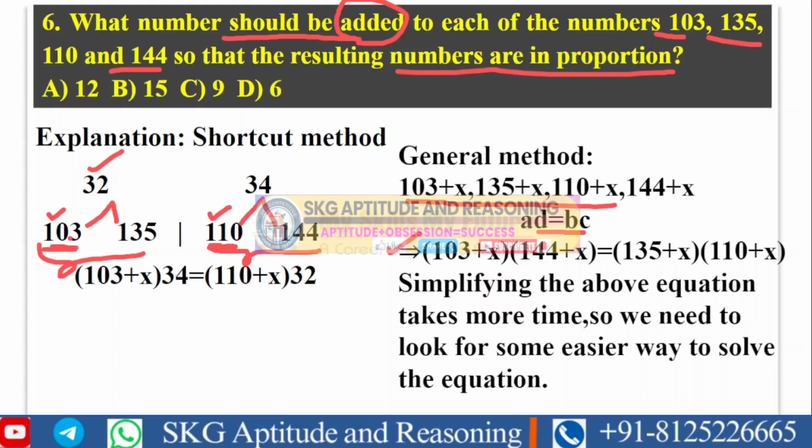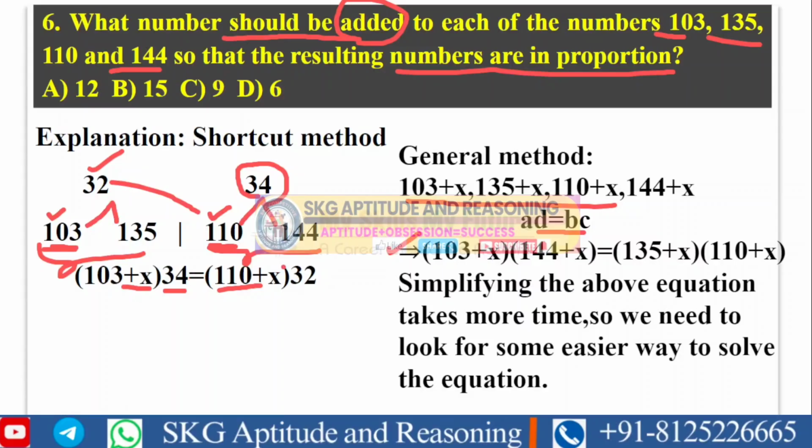So what we need to do is write like this: 103 plus x. I need to add some number, and what is the difference present for the second ratio? The difference we need to write here, and the first number in the second ratio is 110 plus x. And what is the difference here? So the difference here is 32.